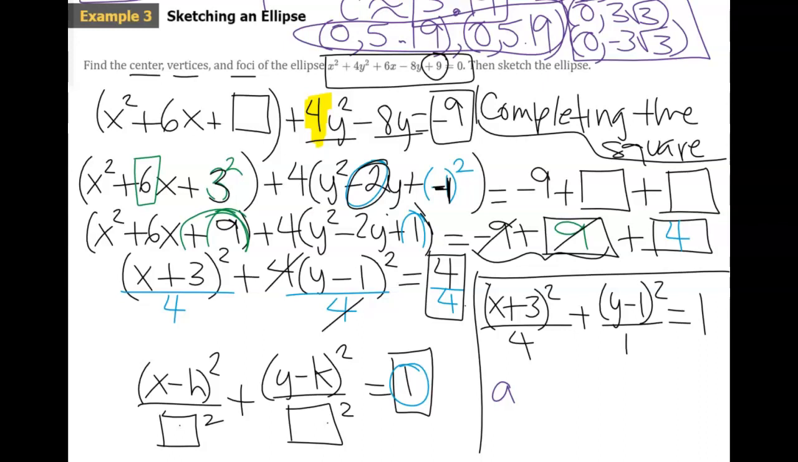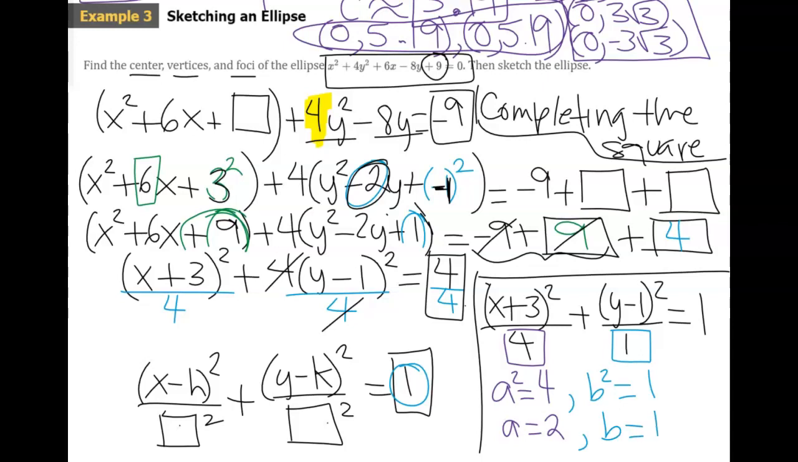Okay, so like I was saying, the biggest number here is clearly 4, so that is actually a squared, 4. And the other number here is going to be, because it's smaller, considered to be b squared. So from there, we're going to find that a is equal to the square root of 4, which is 2. And then b is going to be equal to the square root of 1, which is 1.